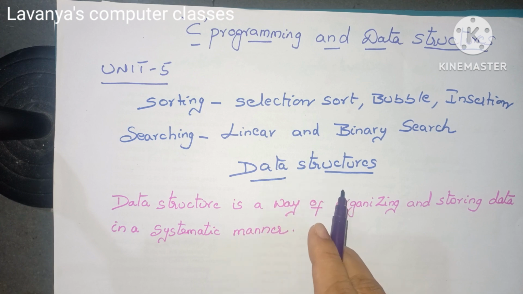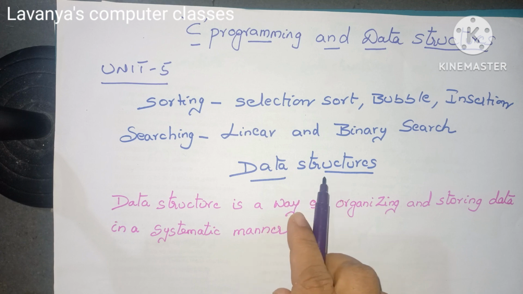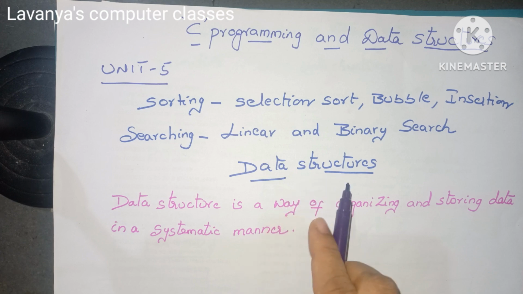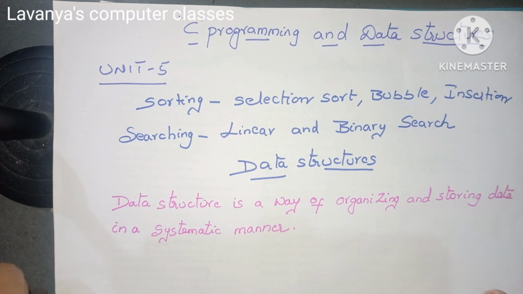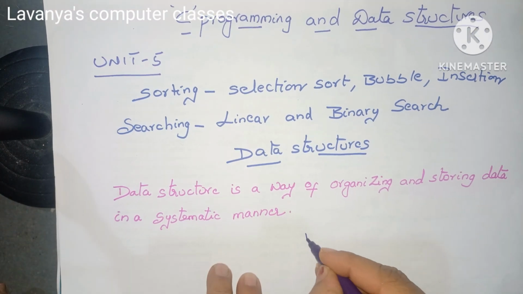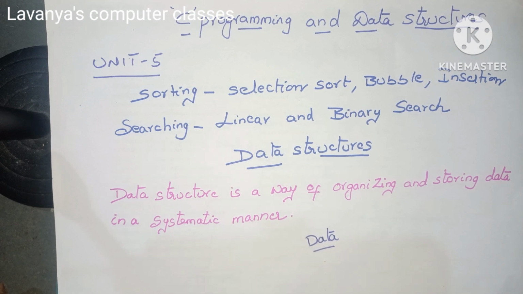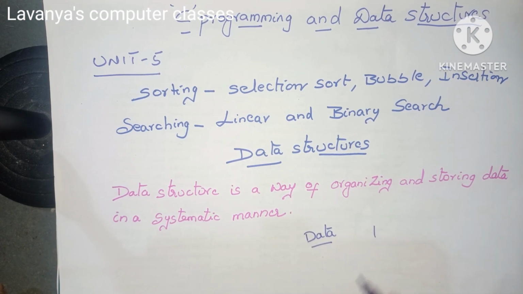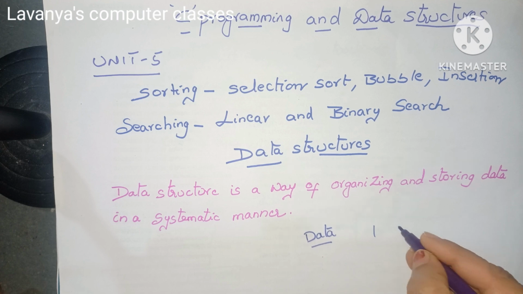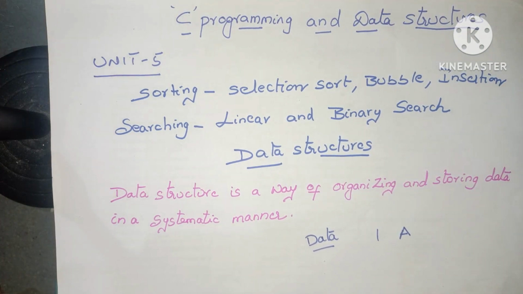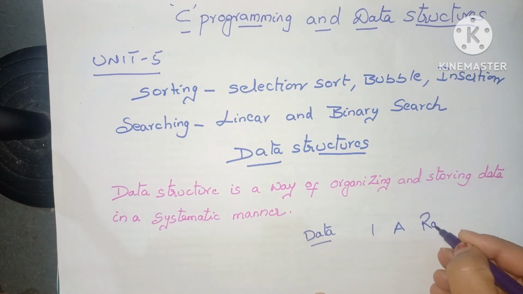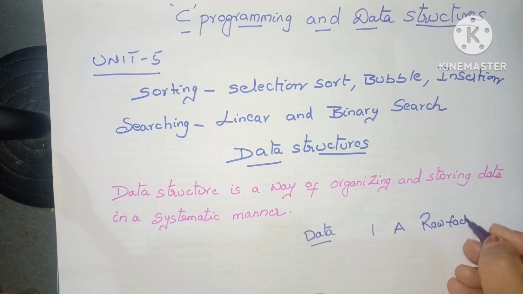So what is data structure? This is two words: one is data and the second one is structure. So what is data? Any raw fact, any value is known as data. Through the keyboard, if you press 1, it is known as data. If you enter anything like A, it is also called data. Any raw fact is called data.